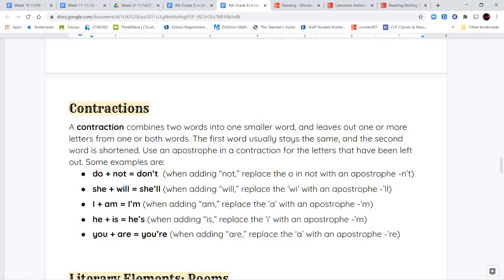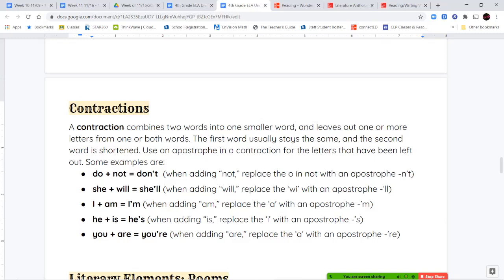Now, if you're adding the word am to a word, you're going to take out the A and put an apostrophe in place of the A and keep the letter M. So I am becomes I'm. When you're adding is to a word, you take out the I and you replace the I with an apostrophe. And so it becomes apostrophe S. So he is becomes he's, she is becomes she's, and so on.